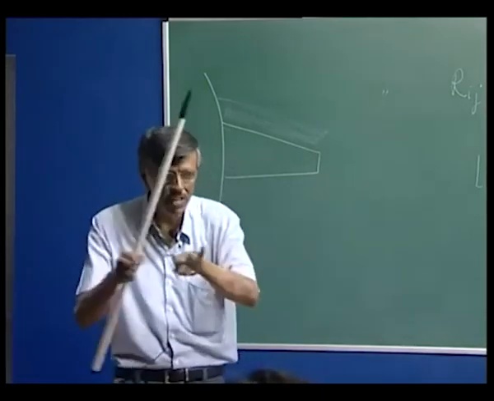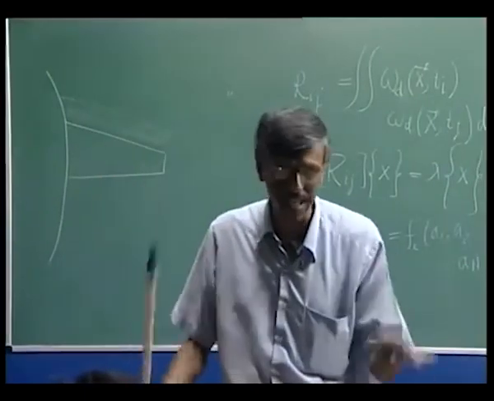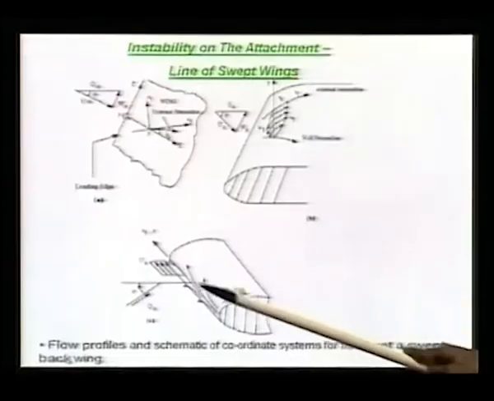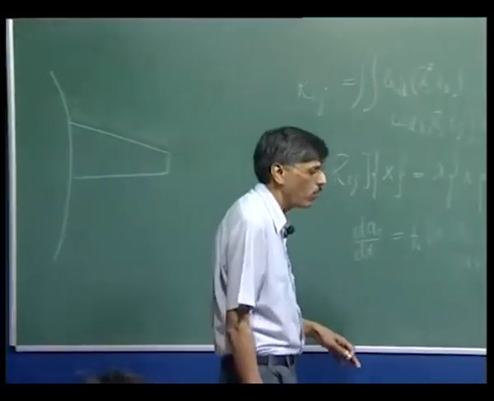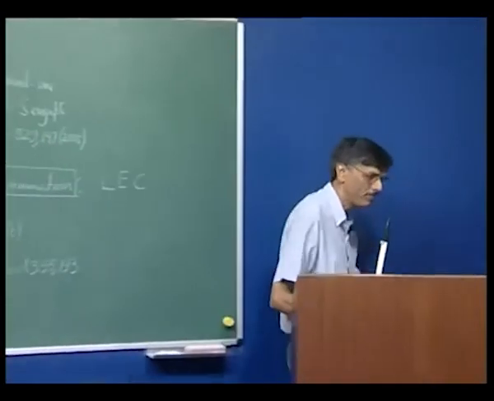So, it is like a kind of layer of separation. Okay? Attachment line plane is the layer of separation. So, along that line, what happens? Why does the flow become turbulent? That is a big mystery.